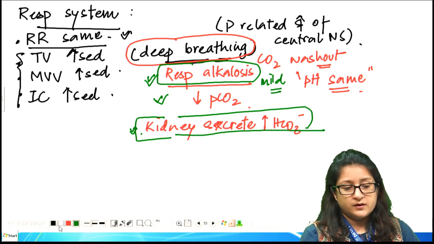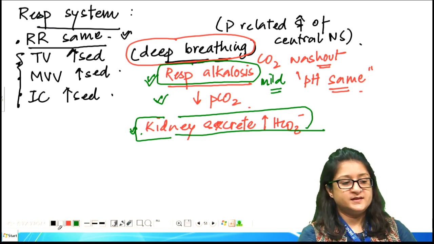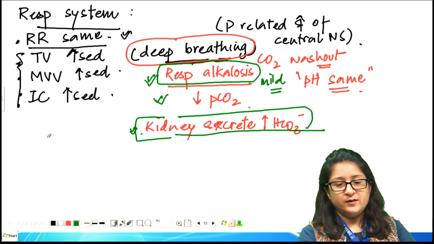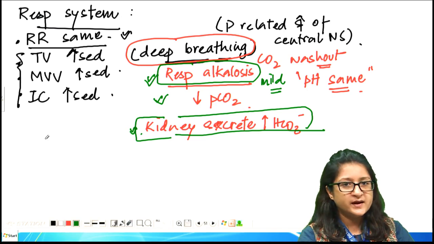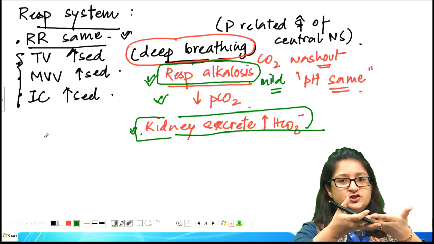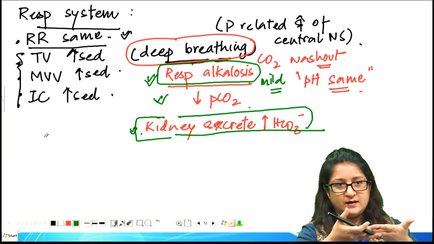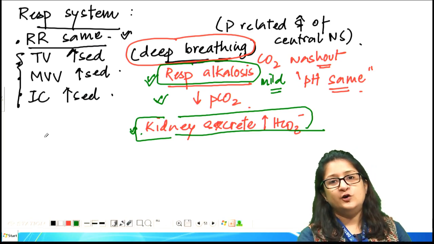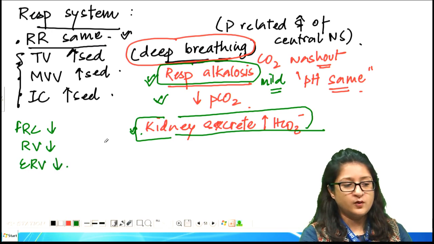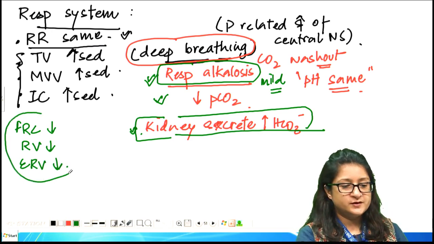Another important point about the respiratory system is that there is elevation of the diaphragm. When the diaphragm is lifted up because of the growing size of the uterus, and there is relative compression of the chest, all the expiratory volumes are decreased. So we remember that the FRC is decreased, the residual volume is decreased, and the expiratory reserve volume is decreased. All of these are decreased. So this you have to remember.